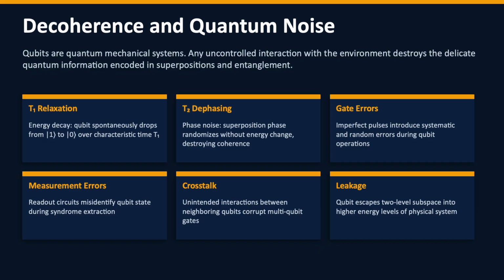There are also errors introduced during the operations themselves, when the precise pulses of microwave or laser energy used to manipulate qubits are not perfectly calibrated. Perhaps most troubling is that nearby qubits can accidentally influence each other in ways that were not intended. This crosstalk means that an error on one qubit can spread like contagion to its neighbors.